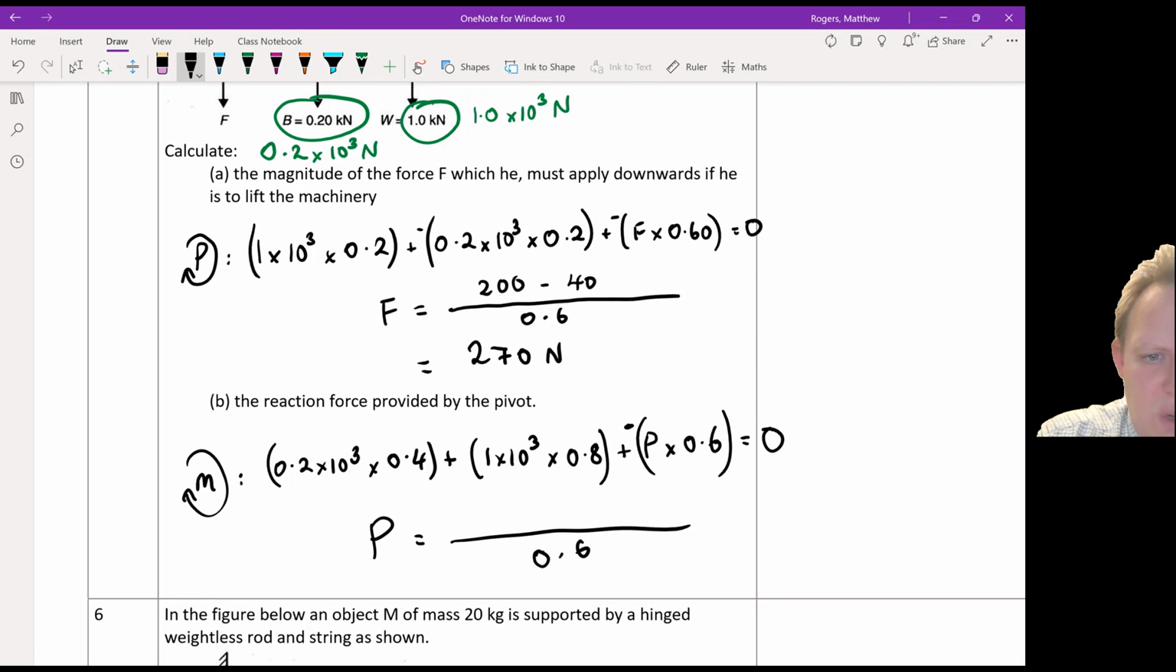So we've got 0.2, so 200 times 0.4. So 2 4s are 8, so this must be 80. Yep, I think that's right. And 1,000 times 0.8, well, that's obviously 800. So 880 divided by 0.6 gives a value of 1,500 to two significant figures, 1,500 newtons.